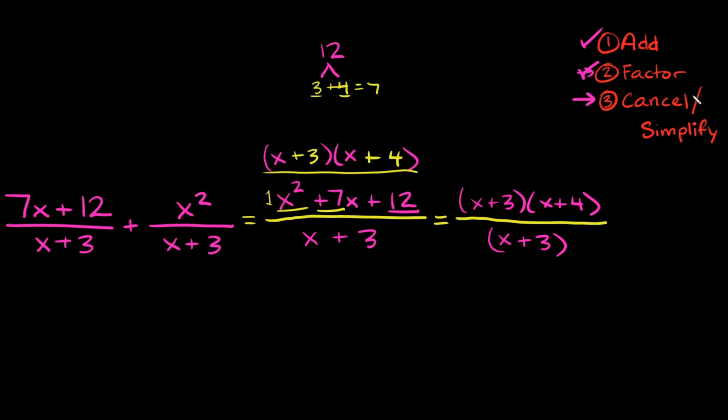Now let's go to the canceling and simplifying, all right? Now, is there anything that we can cancel out that's the same on top and the bottom? Well, sure, right? We have this x plus 3 right there and x plus 3 right there, right? And they're both in parentheses. So those can cancel out. And then here, all we're going to be left with is x plus 4, right? That's all that remains. Okay, so then that right there would be your final answer.